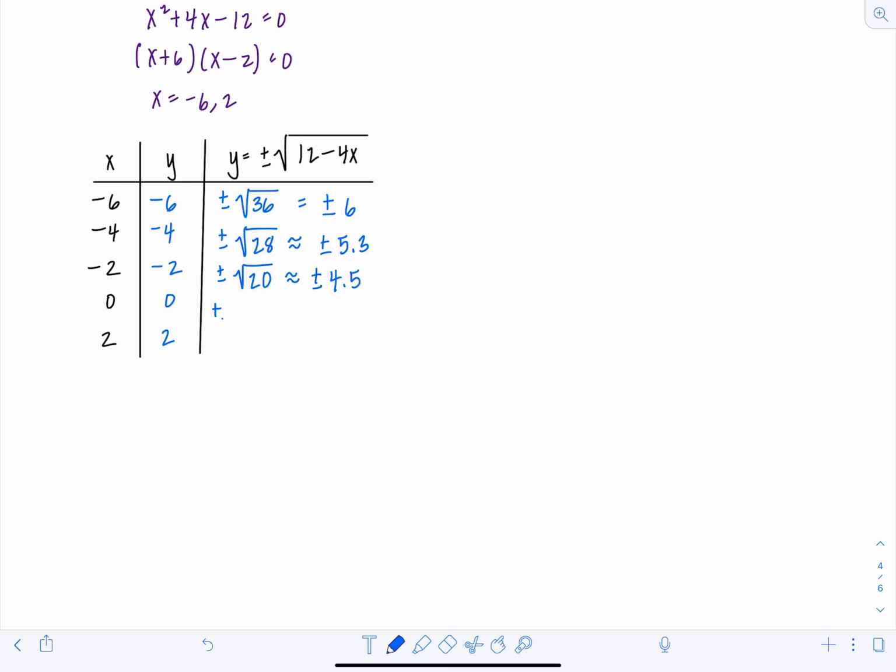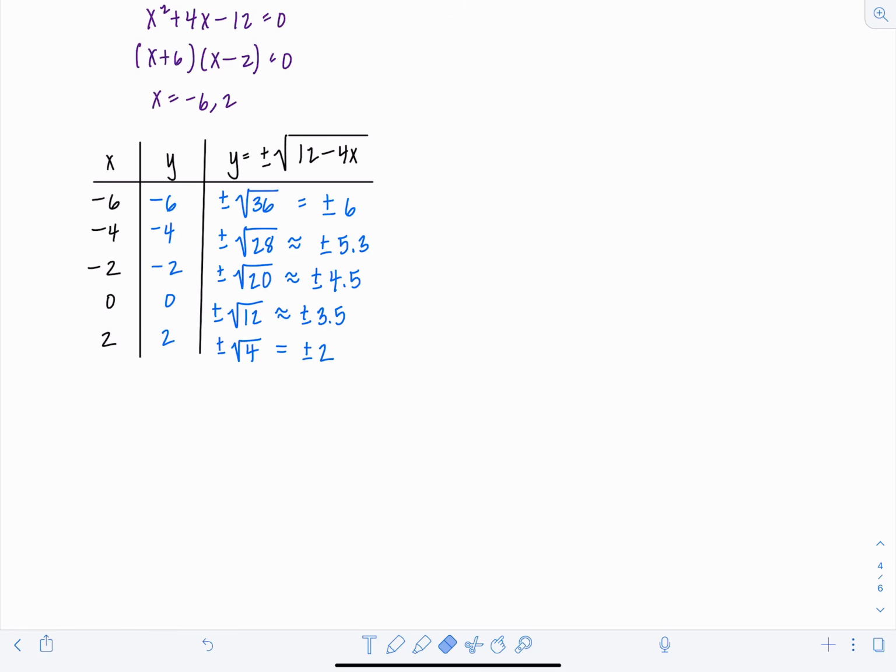I'm going to get plus or minus root 12, which is about plus or minus 3.5. And then if I plug in 2, I get plus or minus the square root of 4, which is not approximately, but exactly equal to plus or minus 2. All right, so let's see. The largest and smallest values of y that I got were 6 and negative 6, respectively.